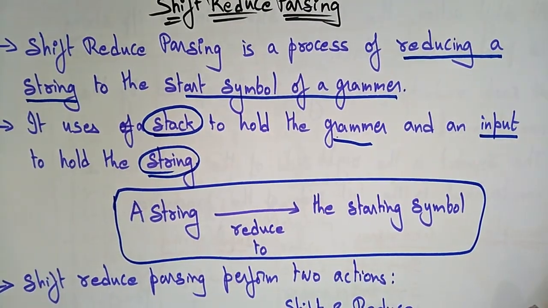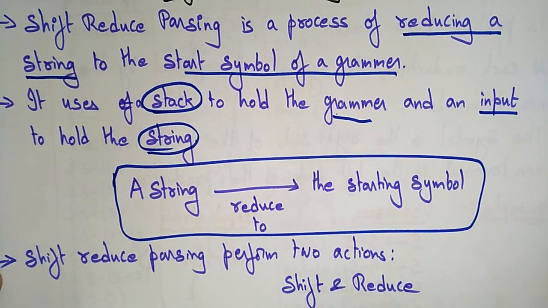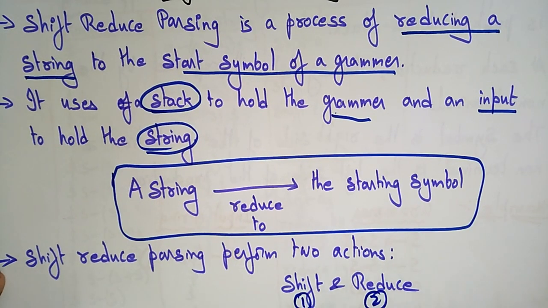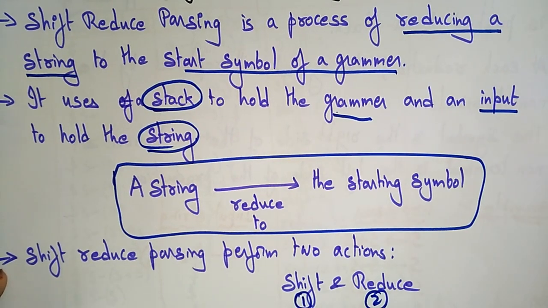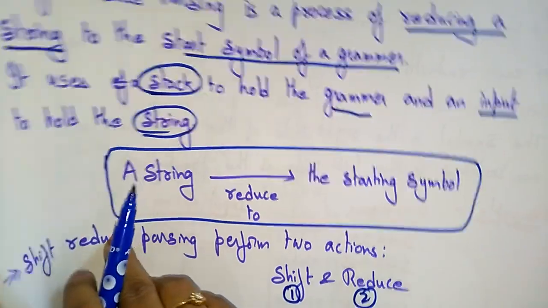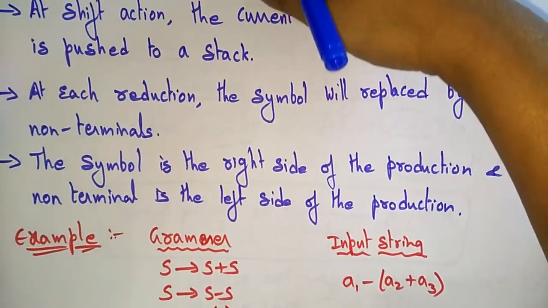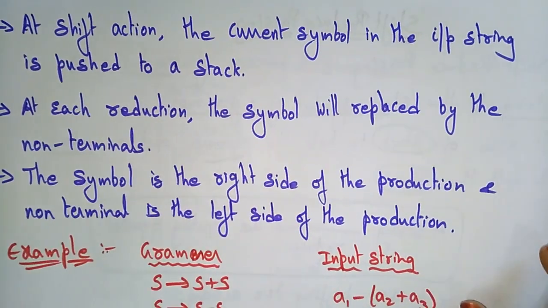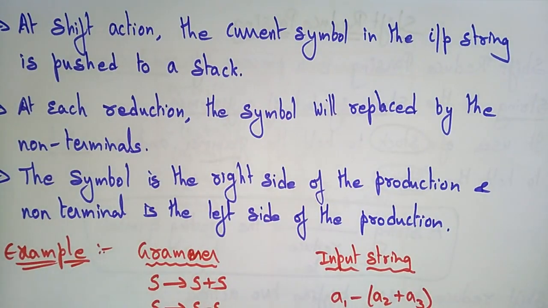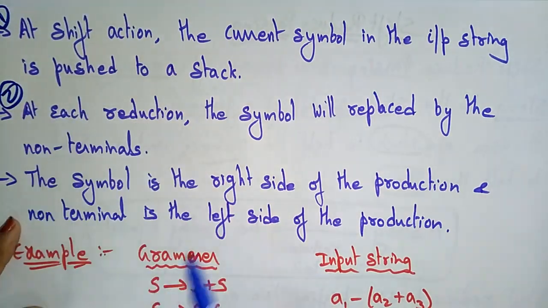Shift reduce parsing performs two actions. One is shift and the other is reduce. First you need to shift and then you have to reduce. Let's see what the process is. While performing shift reduce parsing, the first action is shift and the second action is reduce.